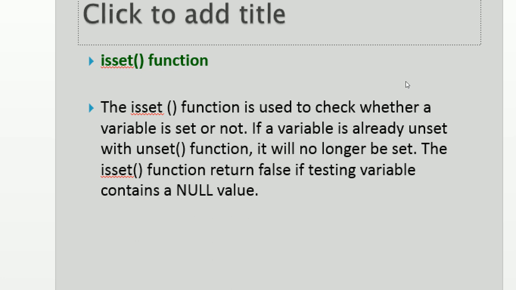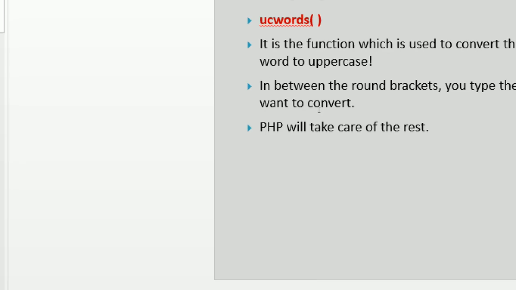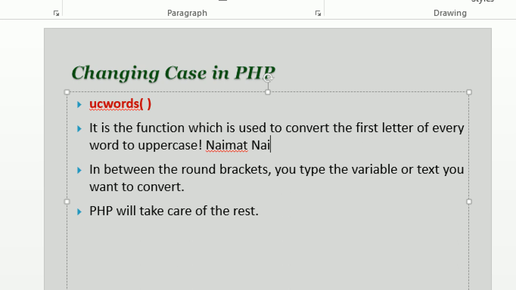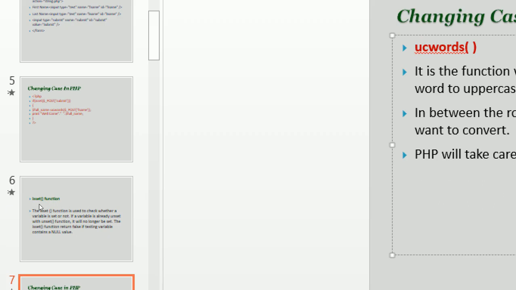Is it clear? So now let's come to the next function, which I already explained. So UC words will convert the very first letter of this one. If you are writing here Nemad, clear? So it will change the first letter of Nemad to uppercase. Clear? In between the round brackets, you type the variable or text which you want to convert. If it is a dynamic variable, we will use the name of that variable. If it is a fixed text, then you just write a string. So PHP will take care of the rest. It will convert it automatically.